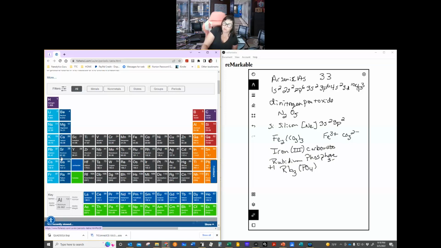Awesome possum. What's the name of NH3? NH3 is ammonia. We can also call it nitrogen trihydride. Nitrogen trihydride will also work.